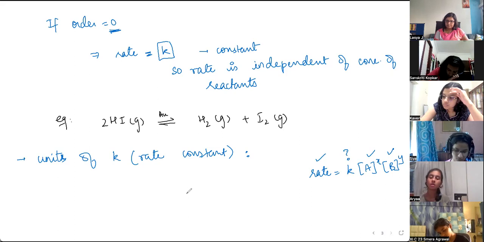Is that AU on top of the arrow? Yeah. So this decomposition, you do it over gold catalyst.